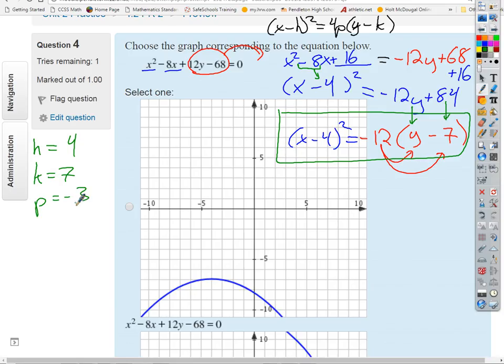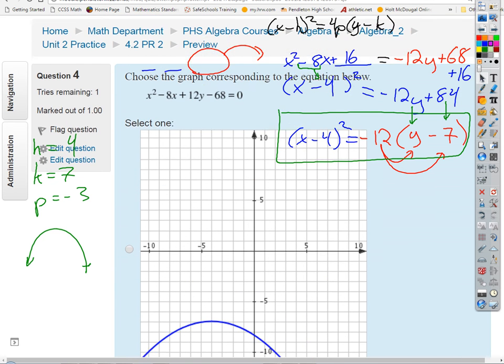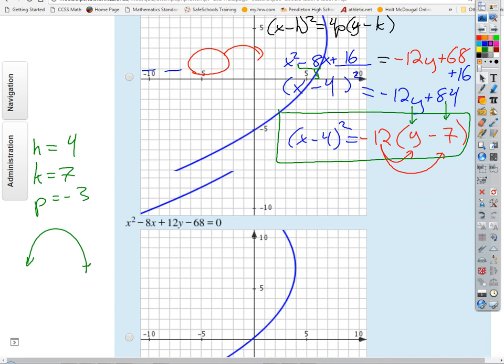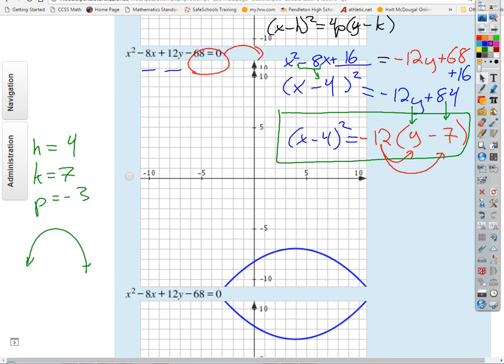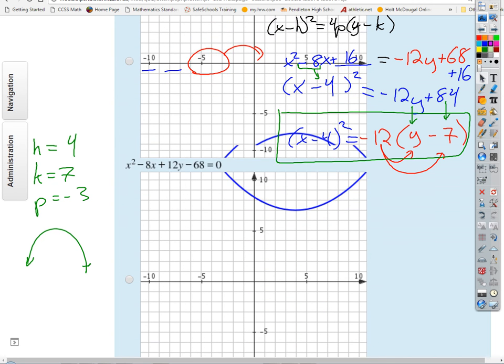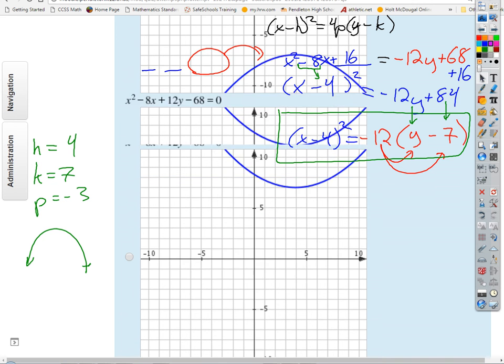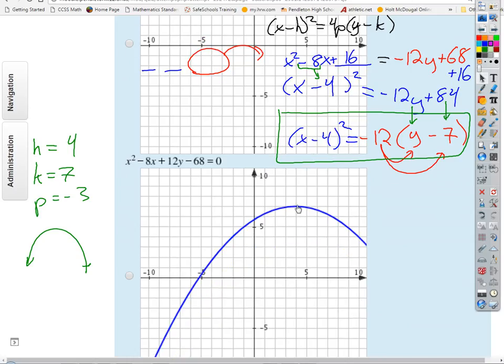And we said that x was being squared, so it's vertical. If p is negative and it's a vertically opening parabola, how does it open? Down. So that's our summary right there, isn't it? All we have to do is find it. Well, it's over 4, up 7 to get to the vertex. Tell me when you see a good one. Okay, there's a pretty good one. Over 4 and up 7, but what's wrong? Opening up. There we go. Over 4 and up 7, there it is.